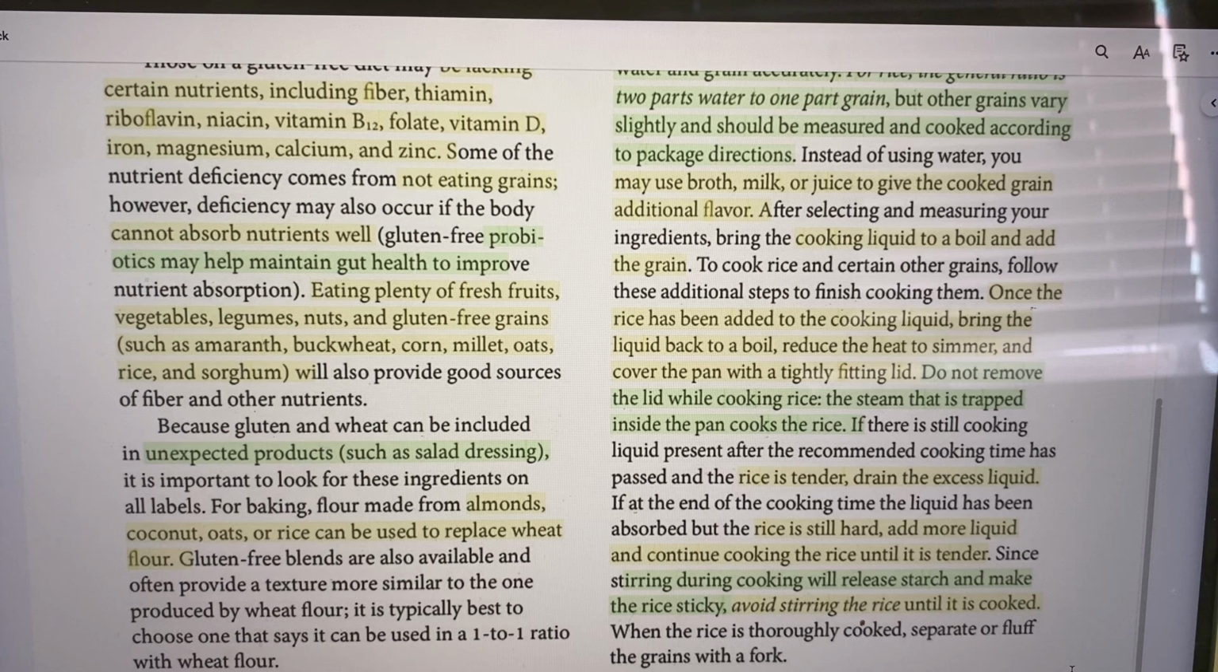So if there's still cooking liquid present after the recommended cooking time has passed, then the rice will be tender, and then you drain the excess liquid, if there's any liquid in there. If at the end of the cooking time the liquid has been absorbed, but the rice is still hard, then you're going to add more liquid. So say you covered it for 15 minutes, however many minutes it tells you to, you take it off, and you still have a little bit of liquid, and you can just drain the liquid off and make sure the rice is still tender. But if the rice is hard, then you're going to have to cook it a little bit longer to make it tender, because you don't want to have hard pieces of rice, right?